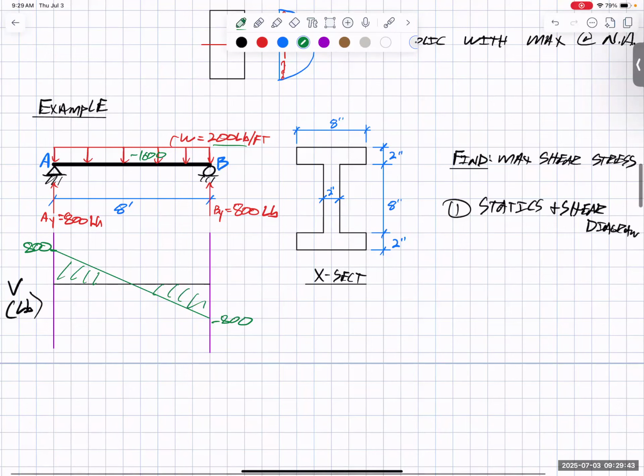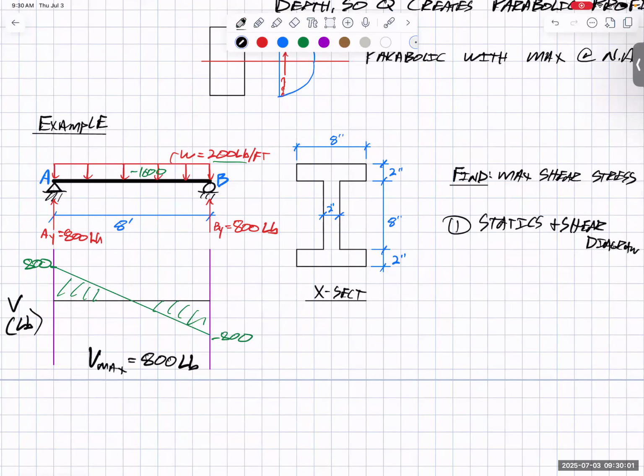What is my maximum shear? Sign doesn't really matter as much, but in this case, V max is equal to 800 pounds. And if I asked you what is the shear stress right here at the midpoint of the beam, you could go down and, well, shear is equal to 0. So my shear stress is equal to 0. So the maximum is right at the supports.